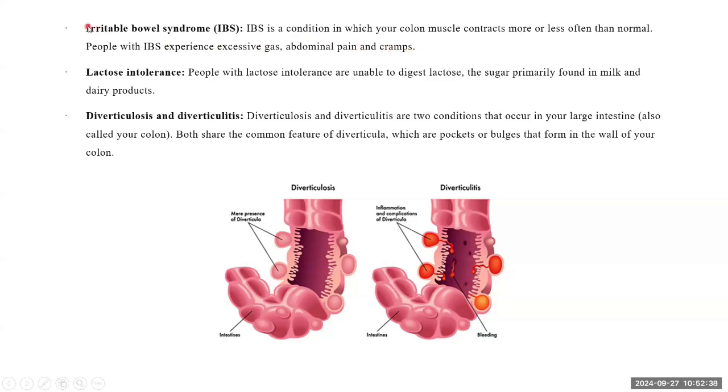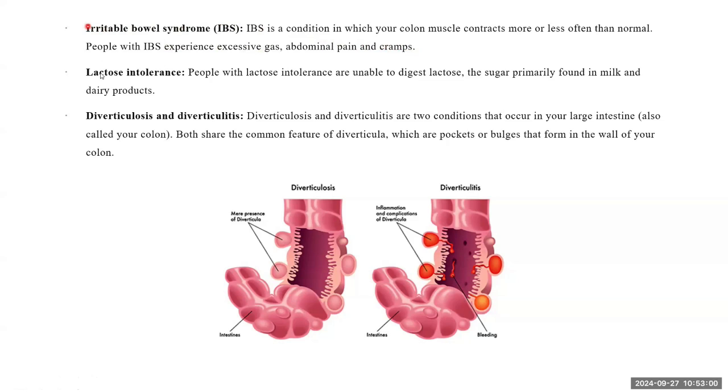There are different ways to tackle irritable bowel syndrome. If it is severe, it can be controlled or treated with medicines, but if it is mild, it can be treated with a specific diet and by avoiding foods that trigger it.